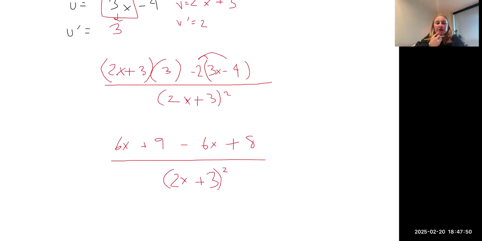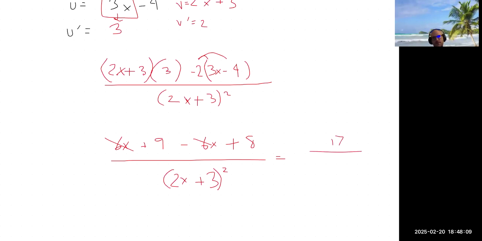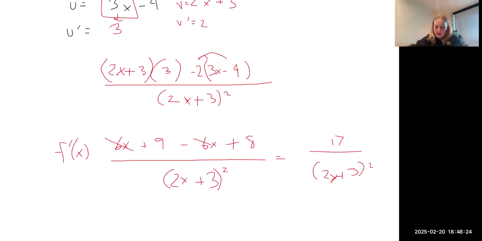Now I want to combine my terms. So positive 6x minus 6x is just 0. Good, so those cancel. And then plus 9 plus 8 is 17. So I have 17 over 2x plus 3 squared. And that finishes it out. There's not much else we can do with that. So that is the derivative.